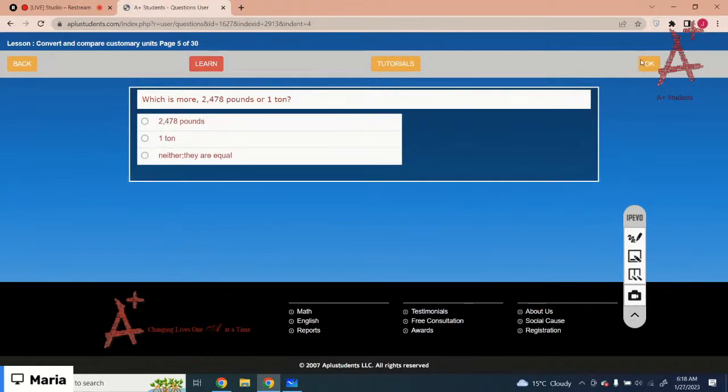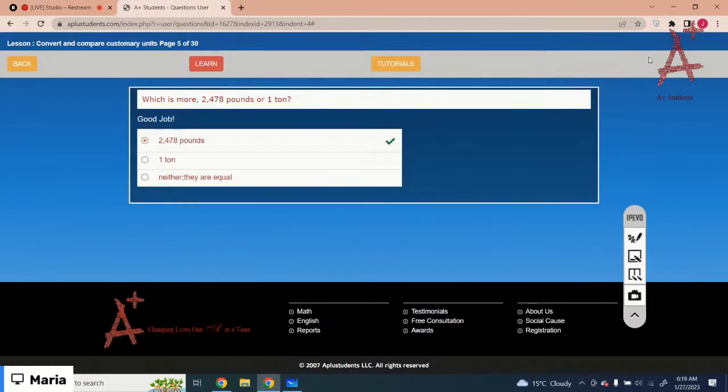Okay, which is more, 2,478 pounds or 1 ton? Which is more? 1 ton equals 2,000 pounds. So which is more? 2,478 pounds is more than 1 ton. Got it? So the correct option is 2,478 pounds. Got it?